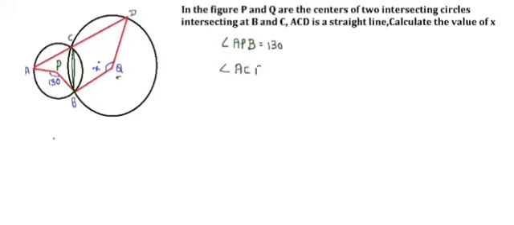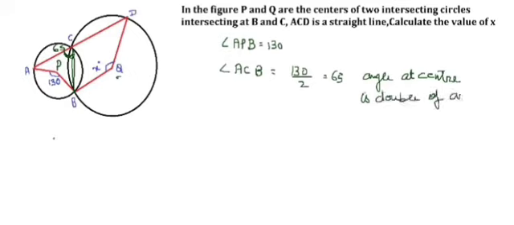Now we can find out angle ACB. Angle ACB will be 130 by 2, that is 65. Here this angle will be 65 because the angle at the center is double the angle at the circle.